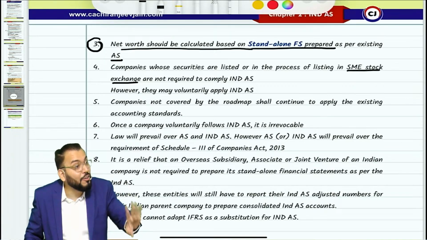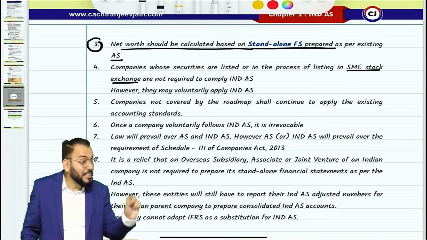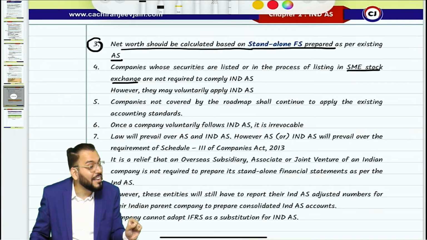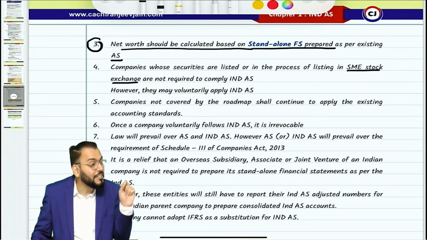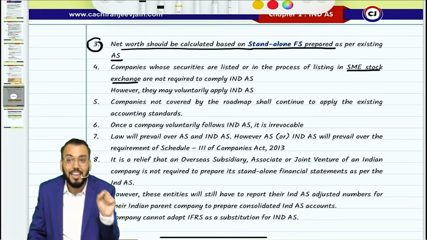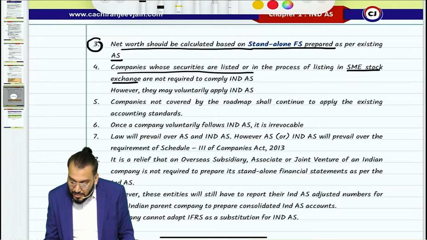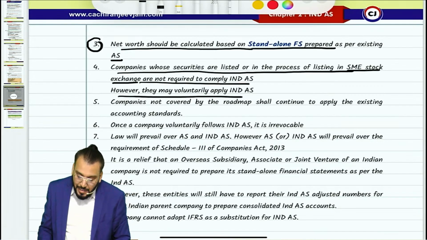However, you can apply on which basis? On voluntary basis. So some relaxation has been given to those companies which are listed where? Only in SME stock exchange. However, they can adopt on which basis? Voluntary basis. Correct? So companies whose securities are listed or in the process of listing in SME stock exchange are not required to comply with Ind AS. However, they may voluntarily adopt Ind AS.